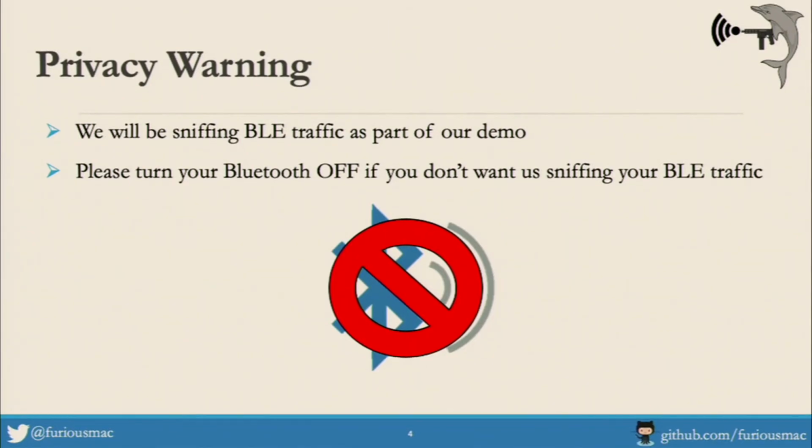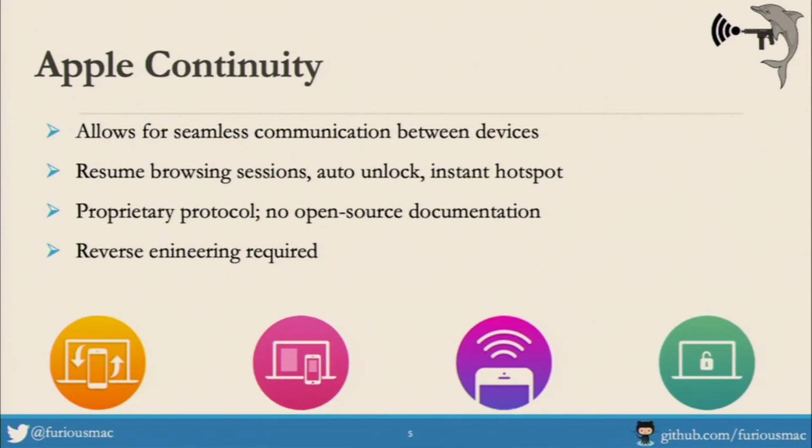So a little bit about Apple Continuity. You may know some of the features that it supports, but pretty much it was developed to allow for the seamless communication between various Apple devices. So some of the features include handoff. Handoff allows you to start a Safari browsing session on your iPhone and then pick it up on your MacBook. There's also other features such as auto unlock, where you can use your Apple Watch to unlock your MacBook. And then there's also universal clipboard, some of you might have used it, or instant hotspot. So there's a bunch of different things that this protocol supports.